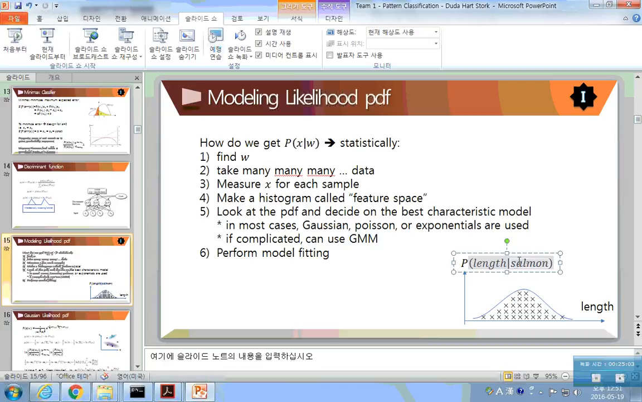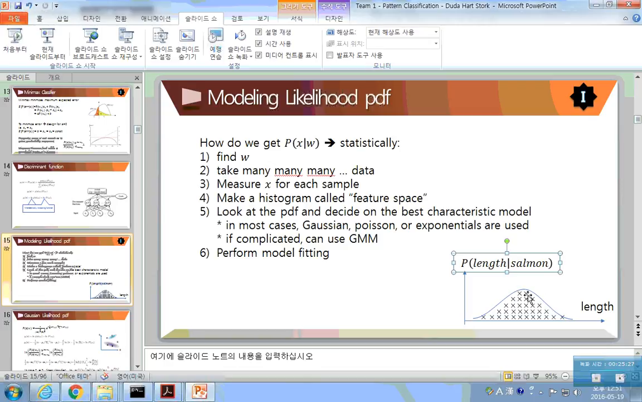We need to do this for every object, for every feature. In our example here, we have one feature, the length, and we have two objects. So we need to make two distributions, one for the salmon, one for the sea bass. All right. After we create this histogram, we need to model it. So we have these samples. We need to select what is the best distribution to fit it.